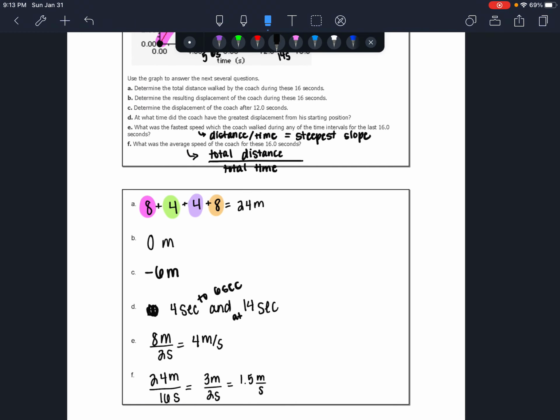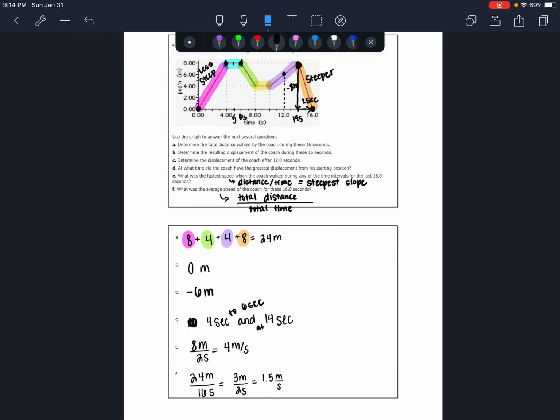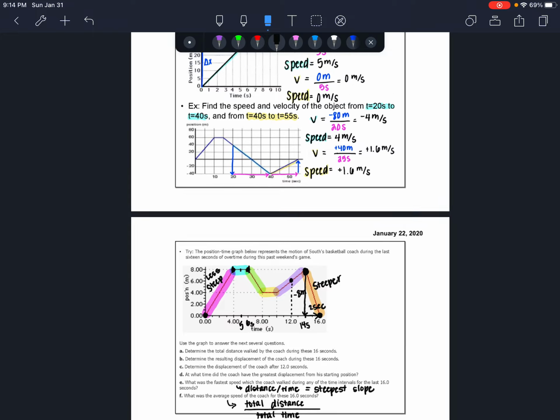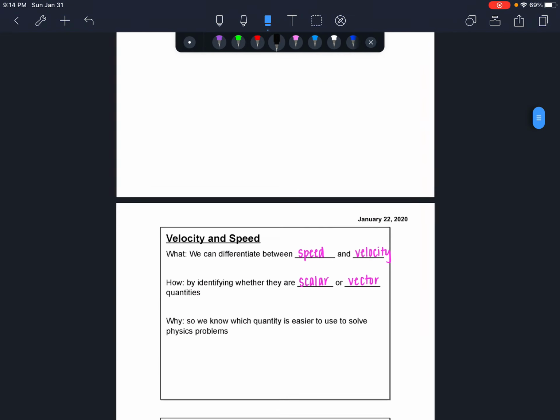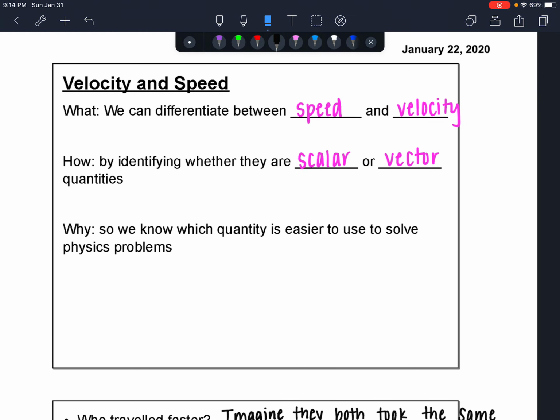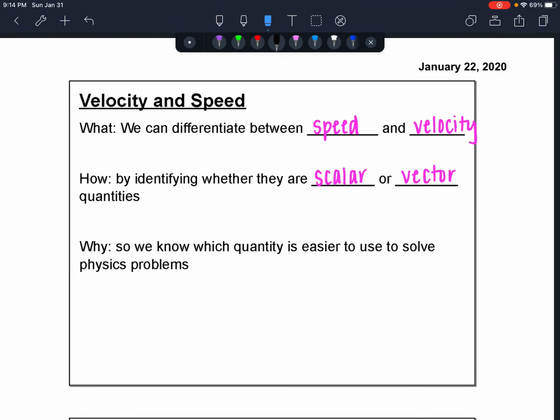All right, so that concludes our last try for this problem, or for these notes. Remember, by the end of this lesson, your goal was to be able to differentiate between speed and velocity. So if there's any confusion on what the difference is between speed and velocity, make sure to get this resolved with me in class before moving on to the next task.